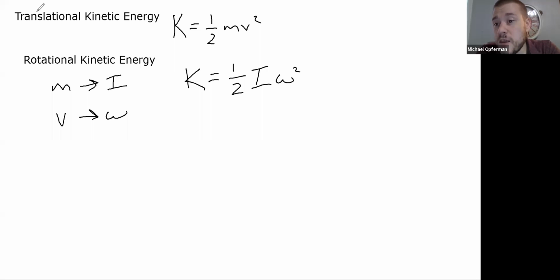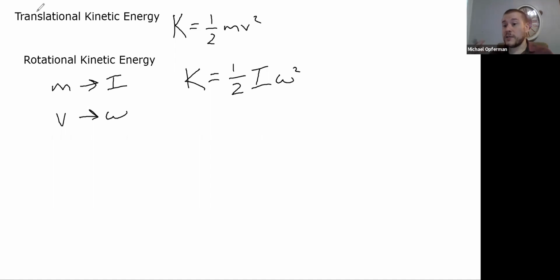Like with the translational kinetic energy, this rotational kinetic energy cannot be negative. It doesn't matter if omega is positive or negative, the kinetic energy turns out to be positive. And of course, the moment of inertia can't be negative. So the rules for how you handle rotational kinetic energy are exactly the same. There's really nothing new to say here. The only difference is it's a little bit more complicated to calculate.